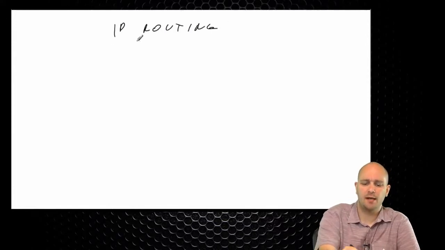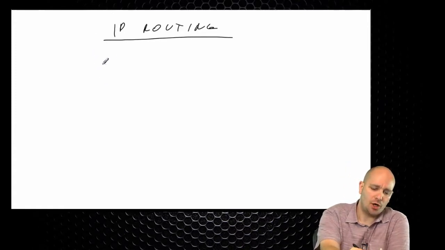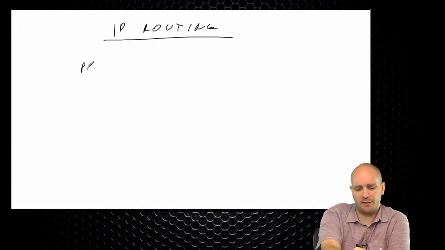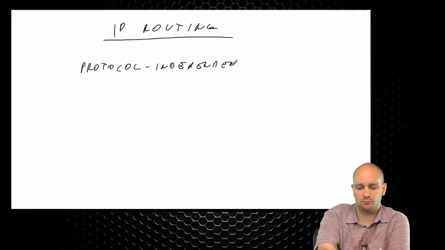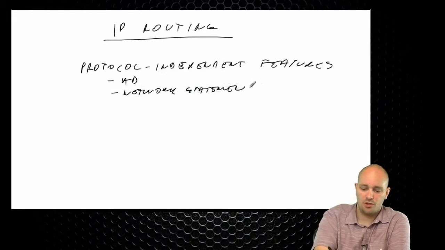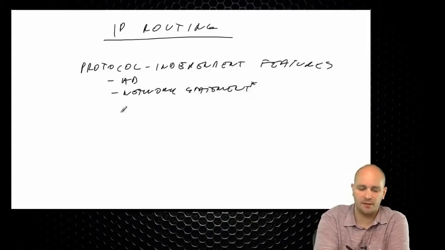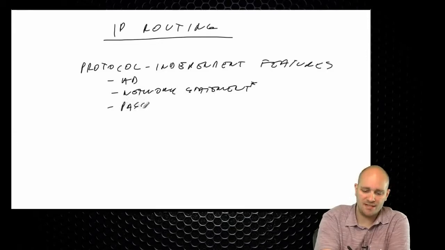The time has come to actually start talking about IP routing. When we talk about IP routing for the purposes of the CCIE routing and switching exam, basically what we care about are some of the protocol independent features. These are things like the admin distance, the network statement, which kind of is protocol dependent, but still I like to talk about it from a protocol independent point of view. We are going to talk about the passive interface concept.